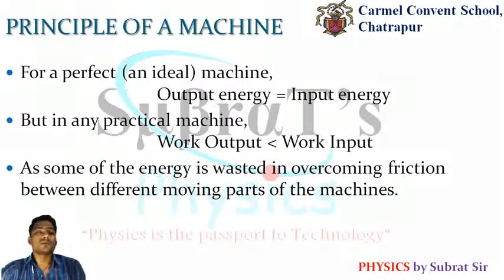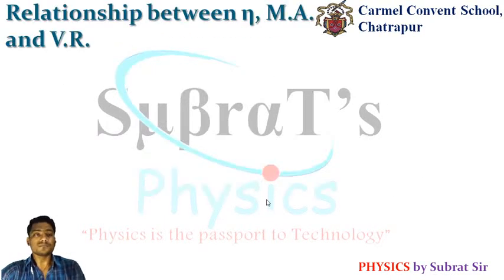Okay, so some of the energy is wasted in overcoming the friction between different moving parts in the machine, that's why the work output is always less than the work input. Okay, now let us establish a relation between eta, MA and VR. Eta stands for efficiency, MA stands for mechanical advantage, and VR stands for velocity ratio.